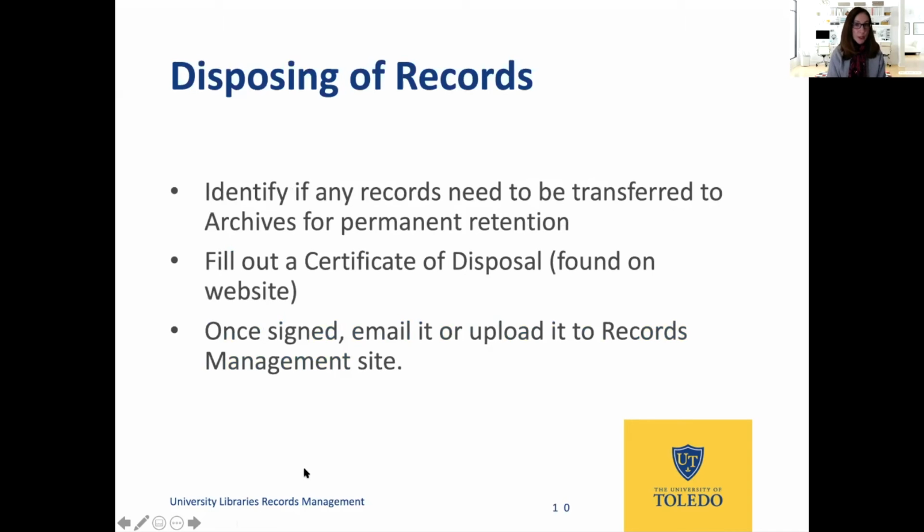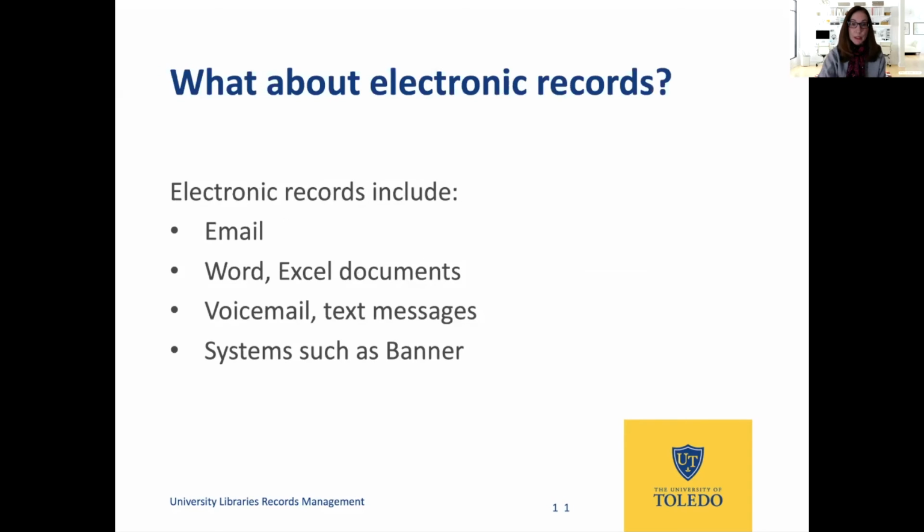So, disposing of records now. What you need to do is identify if any records need to be transferred to archives for permanent retention because they have historical value. Then for the rest of the things, you're going to fill out a certificate of disposal, which will be found on the records management website, and send it to me. I'll sign it, we'll both sign it, and then I'll upload it to the records management site. That's good to have. We need to have this for everything that's disposed of, so in case anybody's asking, we have a record.